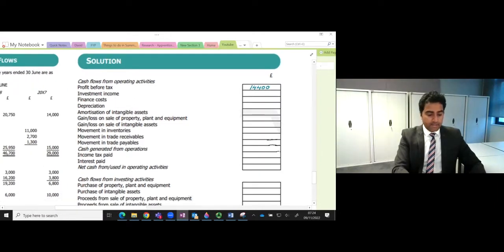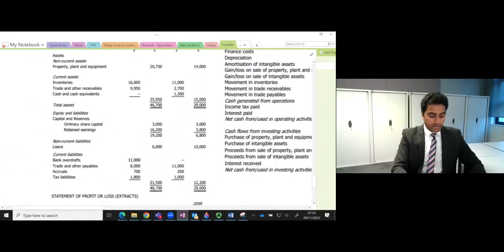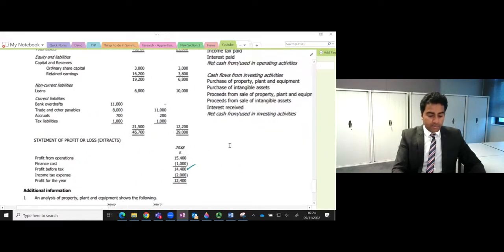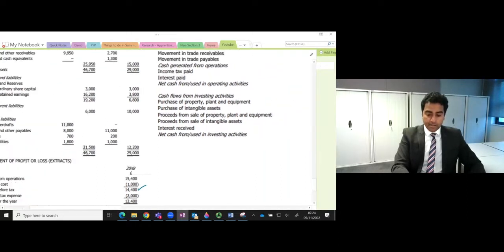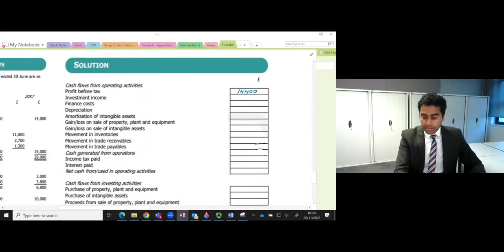Next is if there is any investment income, and I can see that there is no investment income in the profit and loss account. There is only interest, finance cost, and the tax paid. So if there is no investment income, then I'm going to record 0 over there.